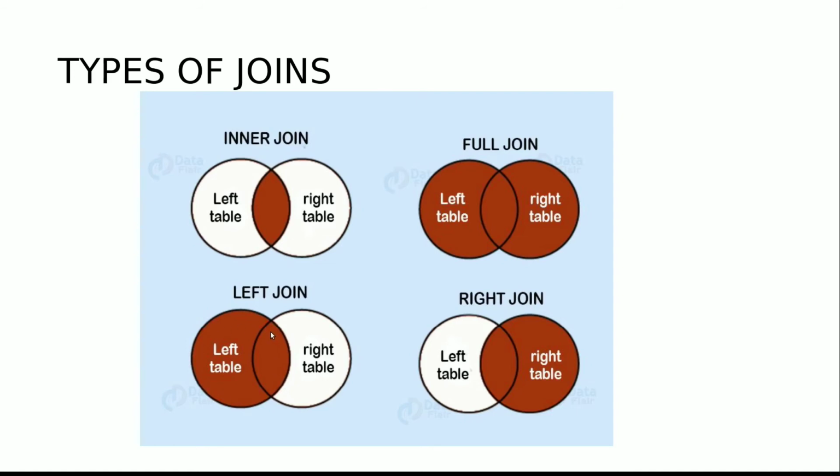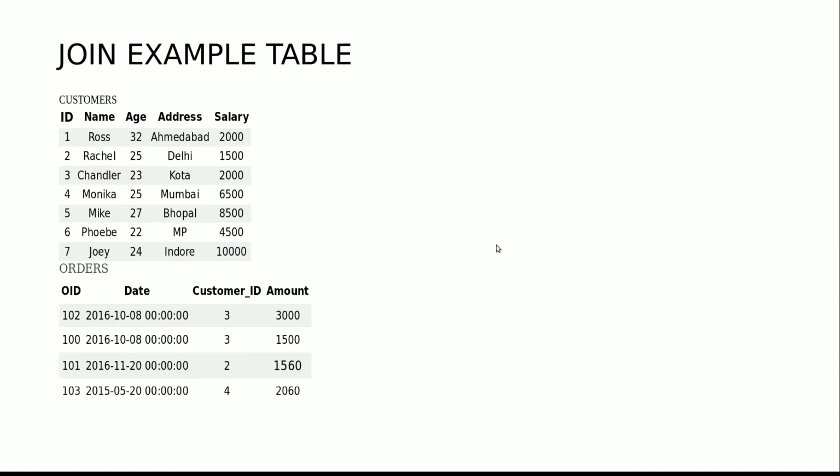And right join means the data from the right table and the intersection of both left and right will be given. Full join means the values of both the tables will be given. So next is join examples.